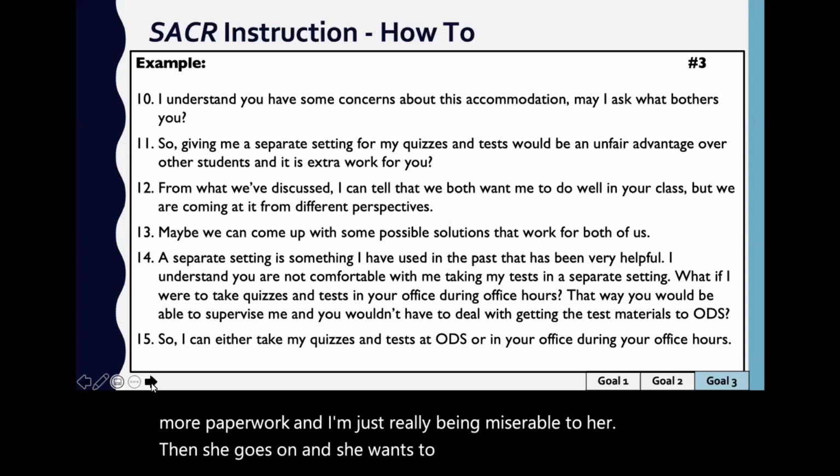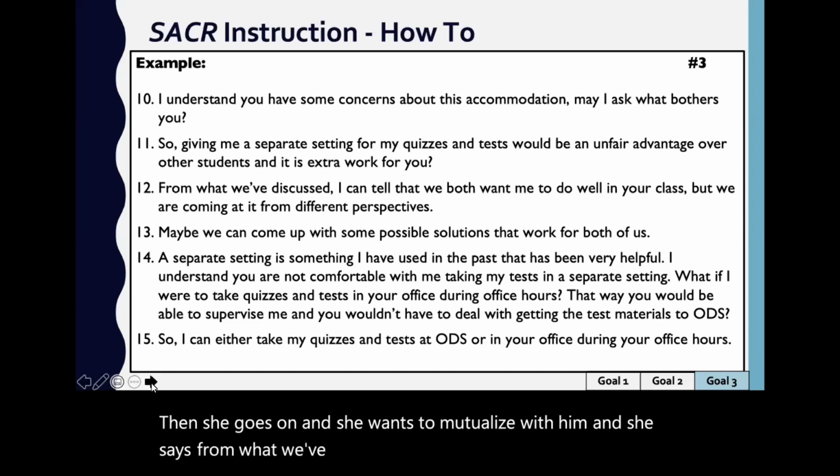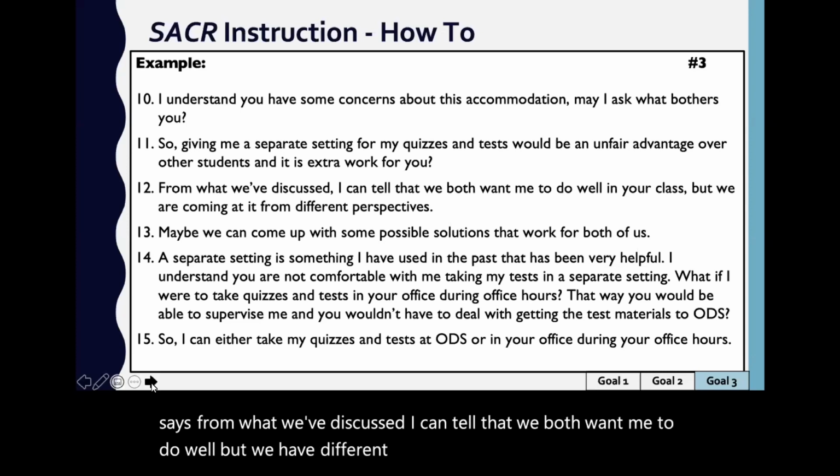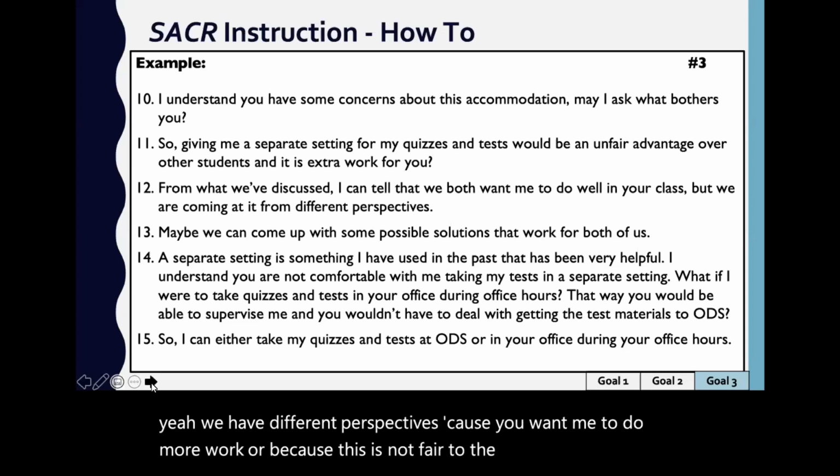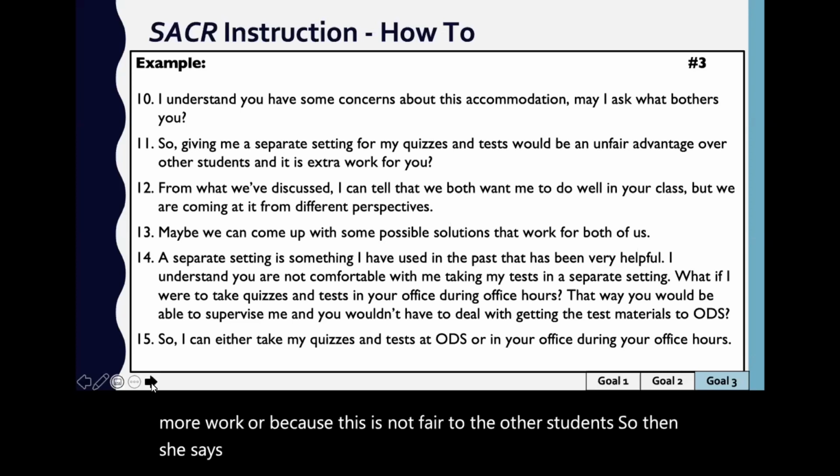And she says, from what we've discussed, I can tell that we both want me to do well, but we have different perspectives. And the professor's like, yeah, we have different perspectives because you want me to do more work or because this is not fair to the other students. So then she says, let's try and negotiate here. Maybe we can come up with some solutions that work for us.